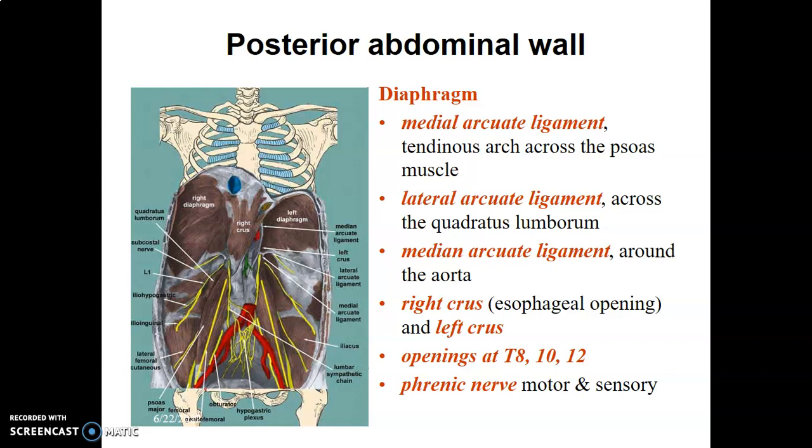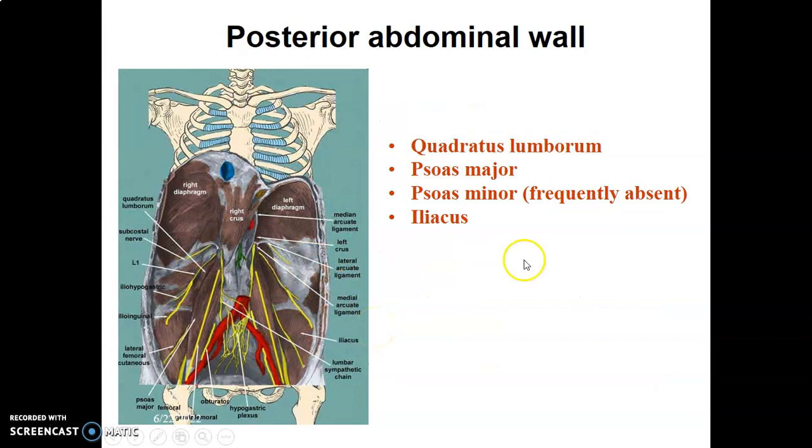And the diaphragm is mainly innervated by the phrenic nerve that gives motor and sensory innervation, but there's also participation by the intercostal nerves that innervate the lateral aspects. The central portion is innervated by the phrenic nerve.